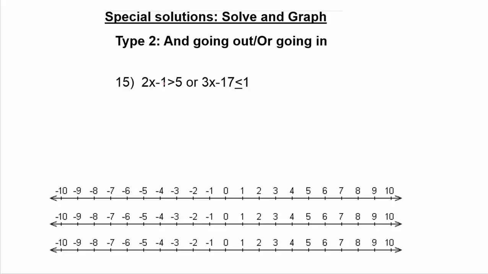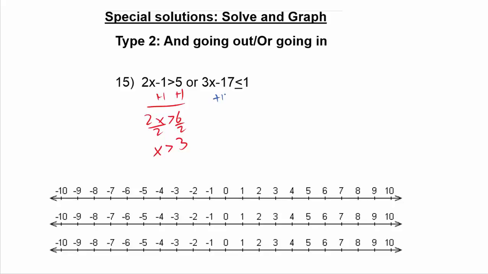Okay, so we got 1 more to go. This will be the last example I'll do, and this will be an or problem. So we'll start by solving. I'm going to add 1 on both sides, so we'll get 2x is greater than 6. And I'm going to divide by 2 on both sides, so I get x is greater than 3.